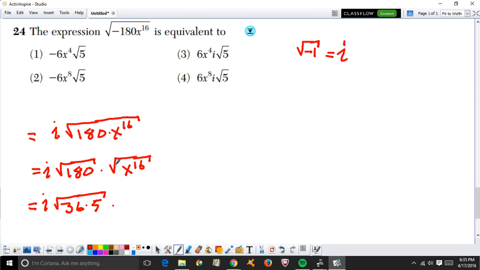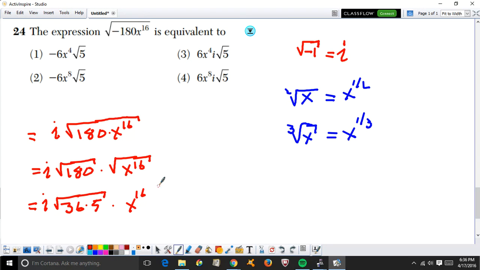We've got to remember that when we take the square root with an exponent, we can rewrite it. Remember, the square root of x is equal to x to the 1/2. The cube root of x is equal to x to the 1/3, and so on. We can rewrite a square root as a fractional exponent. So we have the square root of x to the 16, which is x to the 16 divided by 2.